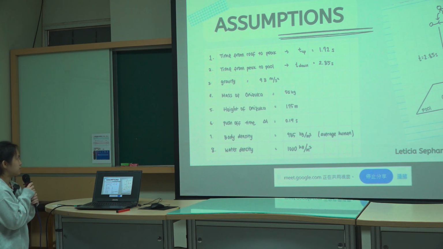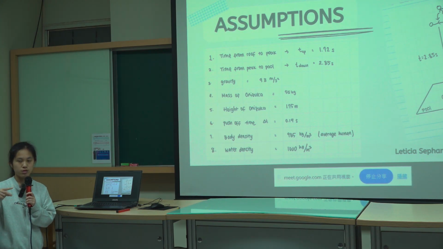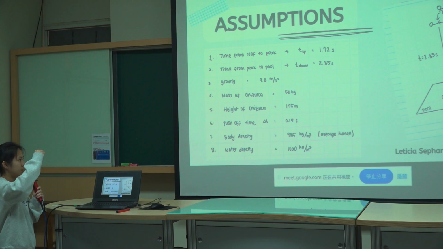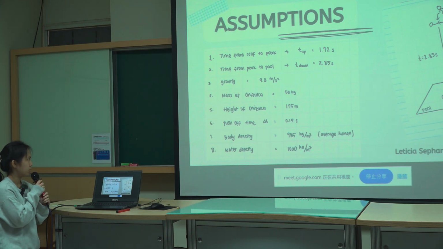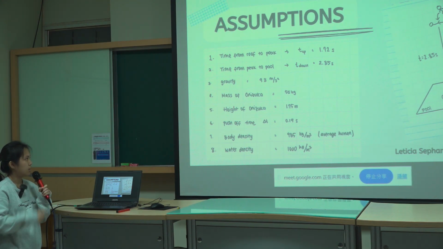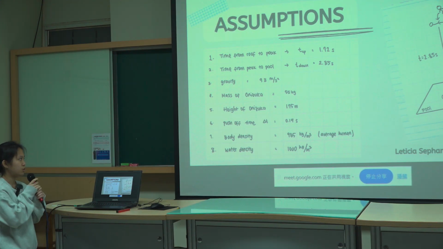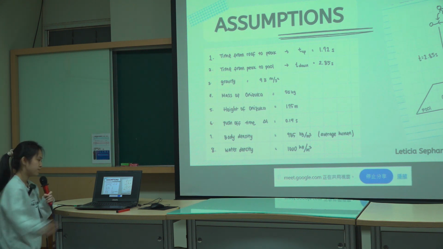Okay, so I'm going to make some assumptions. First, I calculated the time from the roof to the peak and the peak to the pool. I calculated from the video using a stopwatch. He took 1.72 seconds jumping from the roof to the peak, and from the peak to the pool is 2.85 seconds. Then the mass is 55 kilograms, height is 1.75 meters, and there's a push-off time, which is the time from the squatting position till he jumps, of 0.19 seconds, and there's a body density and water density, which I will use later.